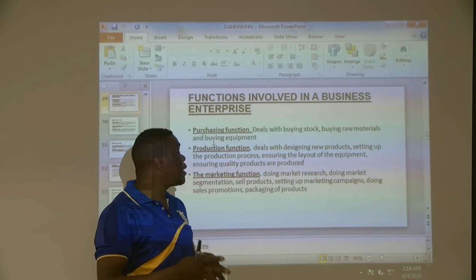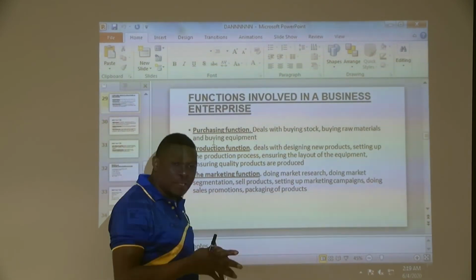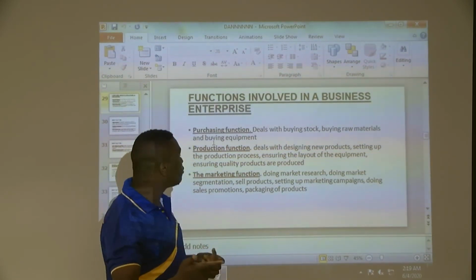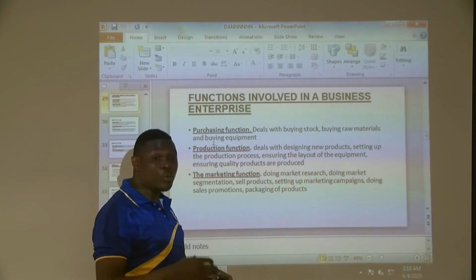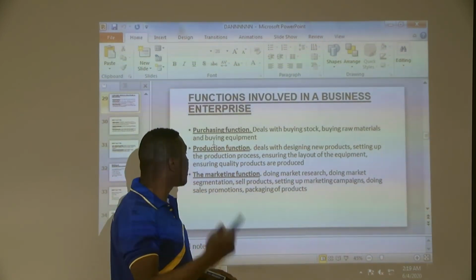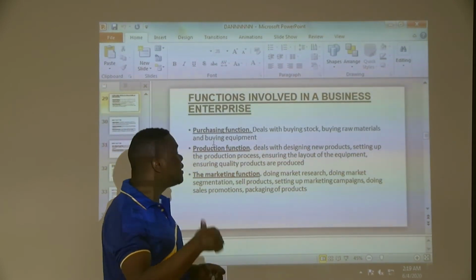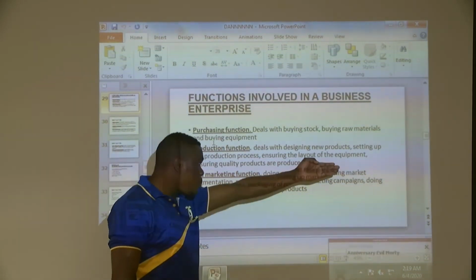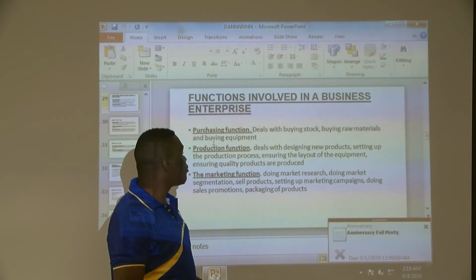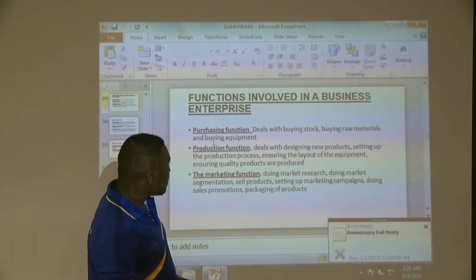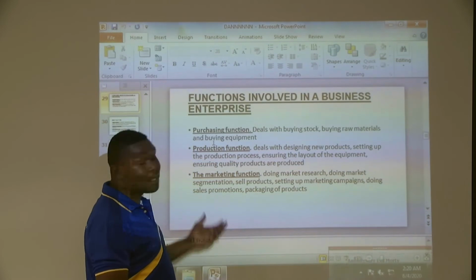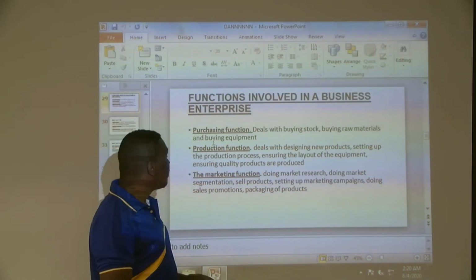It deals with the production of the products that the company is going to sell to the clients, and then making sure that the product they sell to the clients is of good quality, and then making sure that it lays out the equipment that they will use in their production processes. Number 3 is what we call the marketing function or the marketing department.